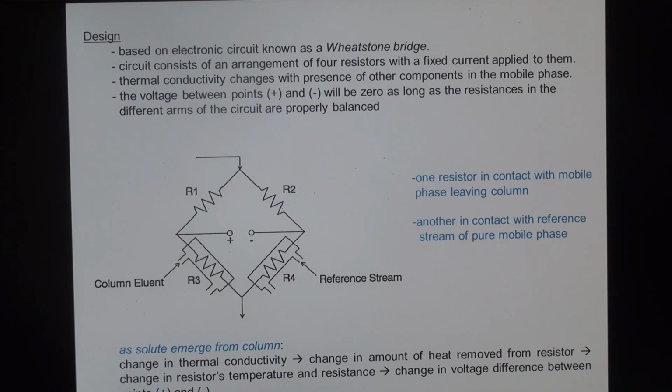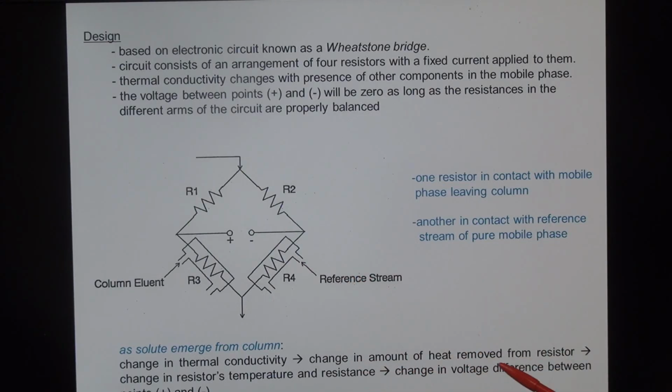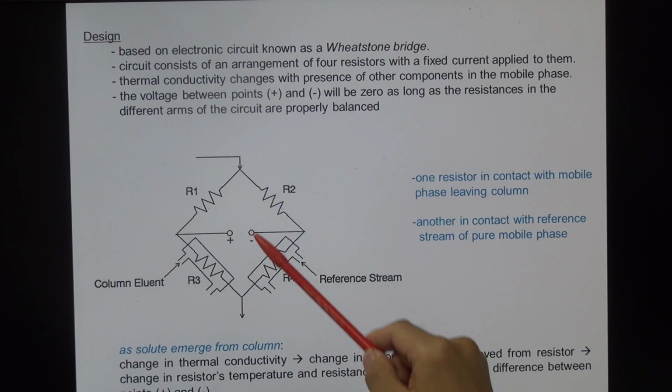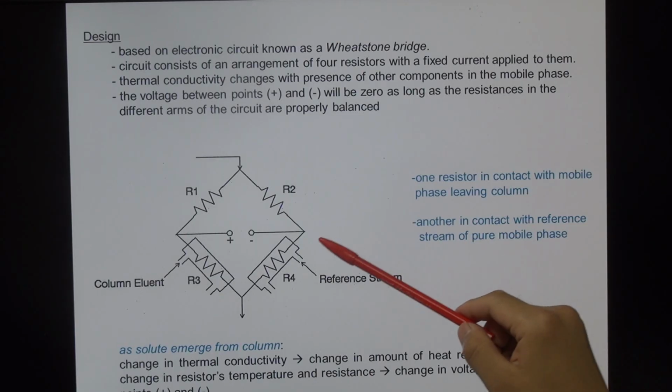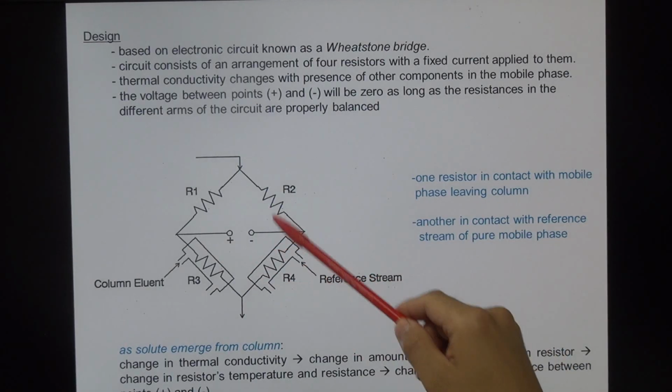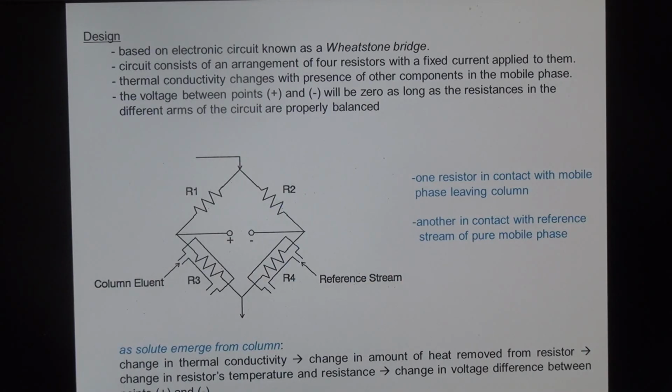And to maintain the amount of heat for this electric circuit, we need to change the amount of heat because of this change in thermal conductivity. Okay? And as a result, the resistor's temperature and resistance change, and they can be measured as the difference in voltage. Okay? So basically, we measure the presence and the amount of analytes or mobile phase by measuring the change of thermal conductivity or change of voltage. Okay?